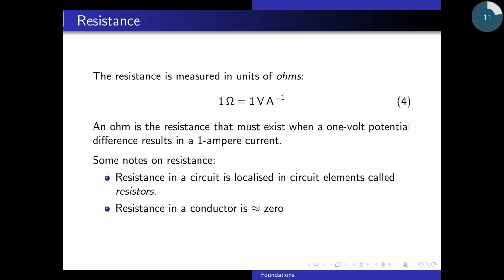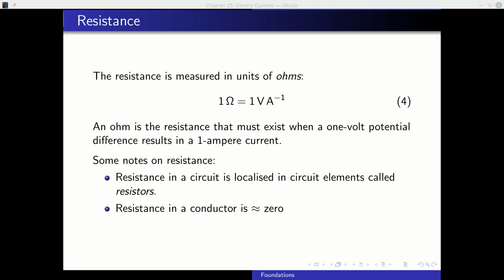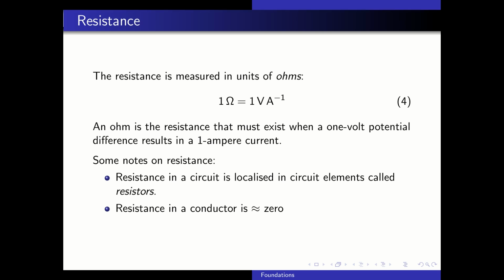The resistance, that thing R, is measured in units of ohms. This is named after Georg Ohm. 1 ohm, we use a capital Greek letter omega to symbolize an ohm. 1 ohm is equal to 1 volt per amp. So an ohm is a resistance that must exist when a 1 volt potential difference produces a 1 ampere current.